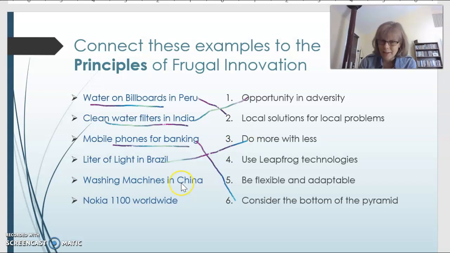The washing machines that they brought into China and soon began to use to wash potatoes and not clothes, that was a good example to be flexible and adaptable.